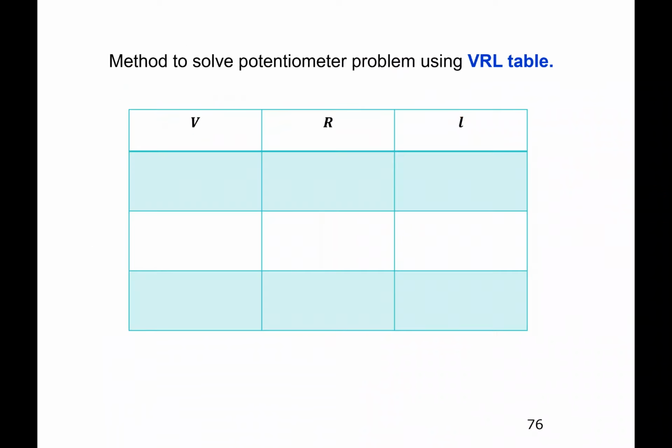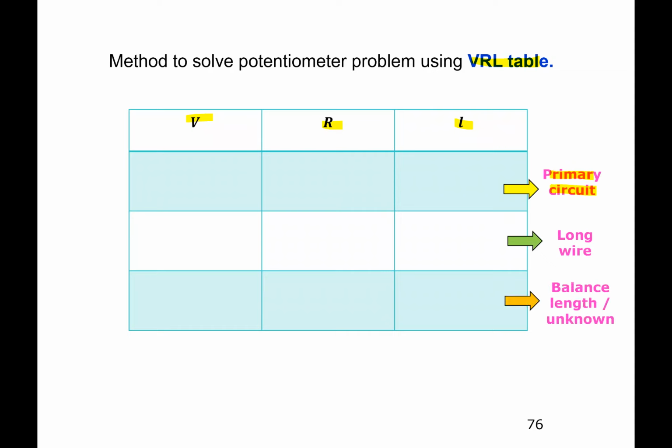The method that we are going to use for solving potentiometer problems is the VRL table. You will draw V, R and L columns, so there are three columns you need to draw. Then the first row usually refers to the primary circuit. I will explain this in detail in the example. The second row usually refers to the long wire. And the last row refers to the balance length and also the unknown. This is something you need to know.